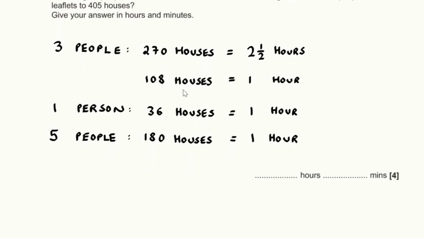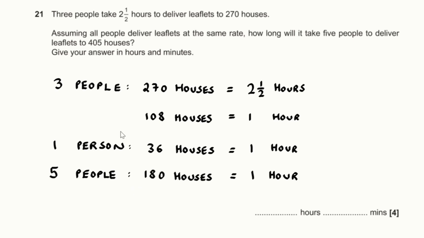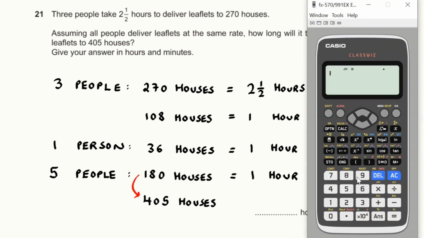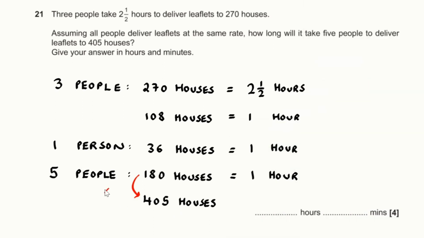Now we want to find out how long it will take these 5 people to deliver 400 leaflets to 405 houses. So the question is, how do we go from 180 to 405? Well, 405 divided by 180 is 2.25. So we multiply by 2.25.